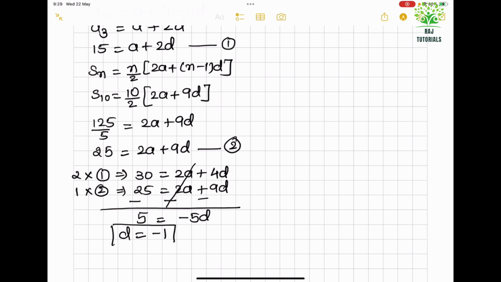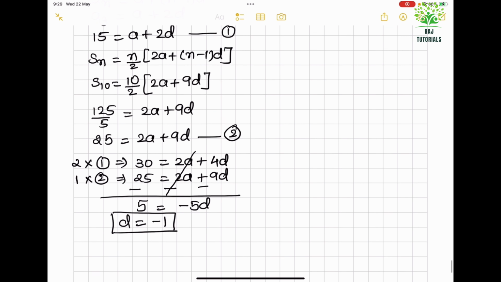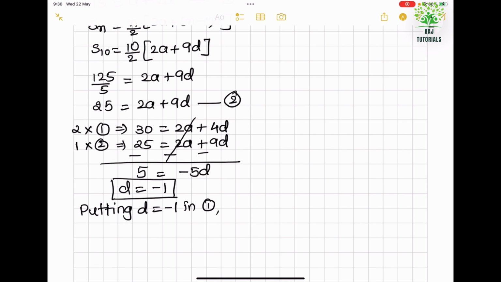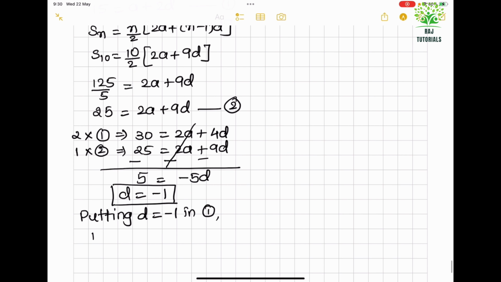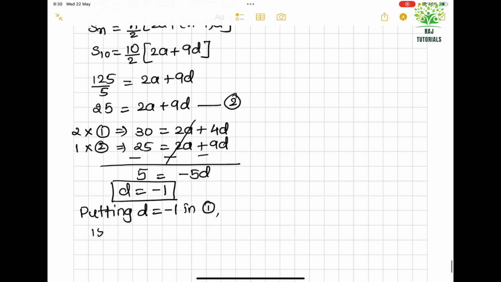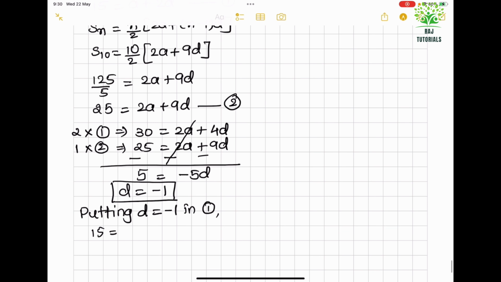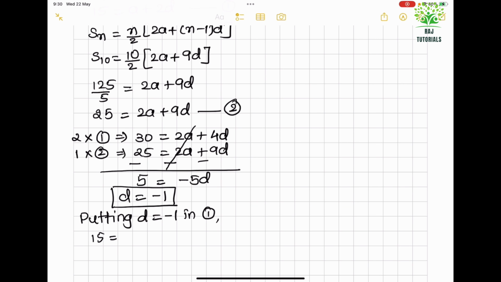So now I got D. So I can put the value of D equal to minus 1 in 1. 15 equal to A plus 2 into minus 1. So A equal to 17.